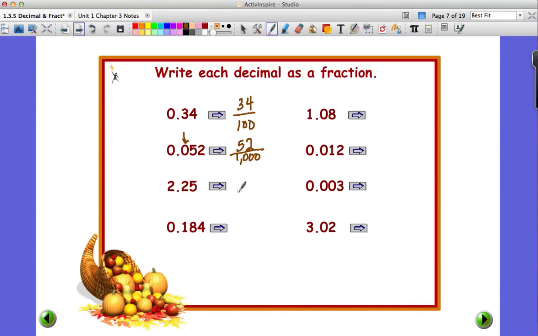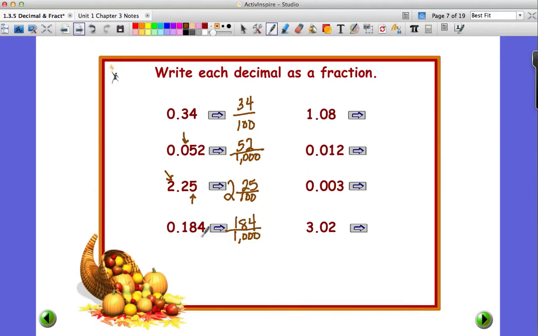In this case, you have hundredths as your place value, so 100 is your denominator. 25 is the number of pieces you have, and 2 is the number of whole groups that you have. Right, and this one again, 1,000, and we have 184 pieces out of those 1,000.